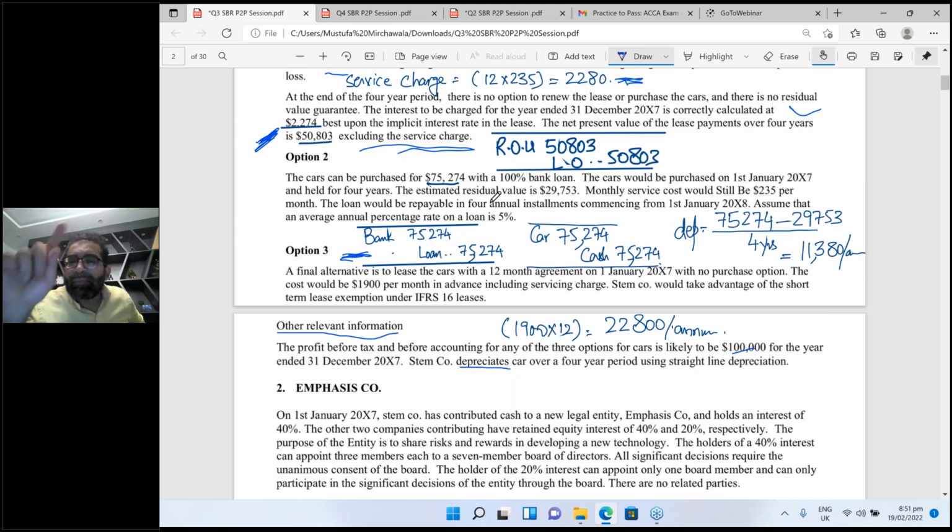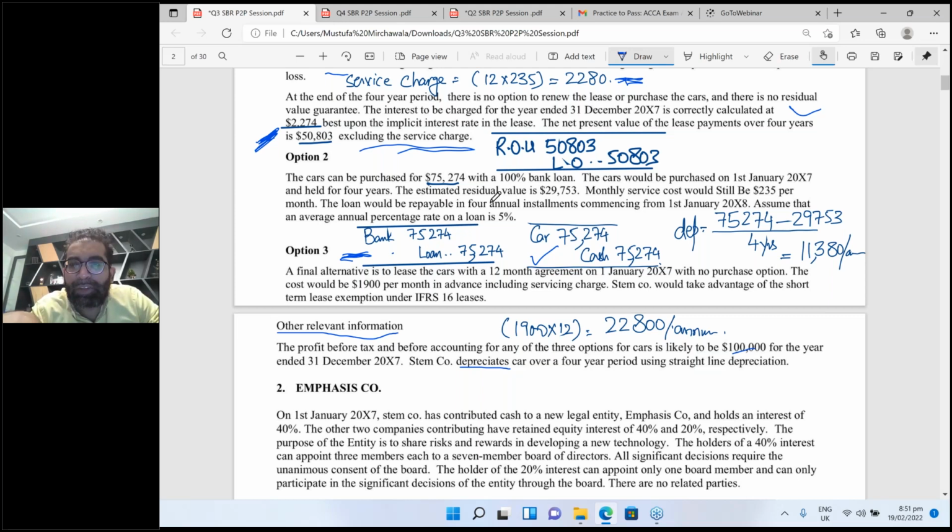Okay, next you go to the car shop and you pay the market value completely. You bought the car, the entry will be car debit and cash credit. Third thing, please be active with me. Now again you have to pay the monthly service cost of 235. Same monthly service cost. Sorry, I skipped one line.